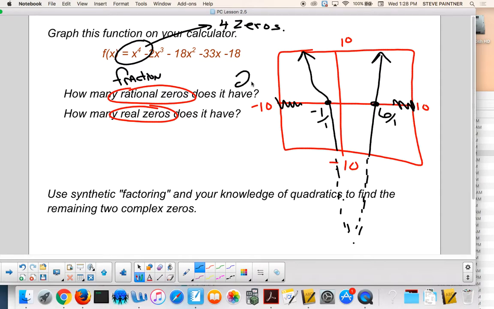2. Okay. How many real zeros do I have? Real is everything except imaginary. Aren't those real numbers? 2. Okay, I have 2 reals because they're both rational. So it's 2 and 2. Now use synthetic factoring and your knowledge of quadratics to find the remaining, how many? 2 complex zeros. How did they know it was complex?